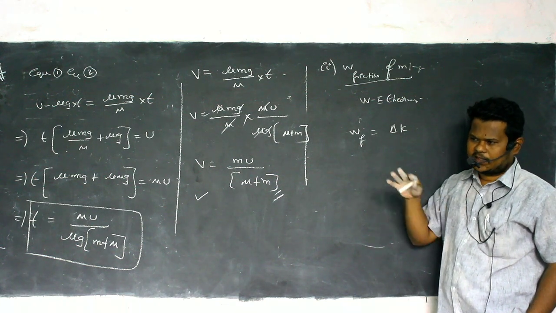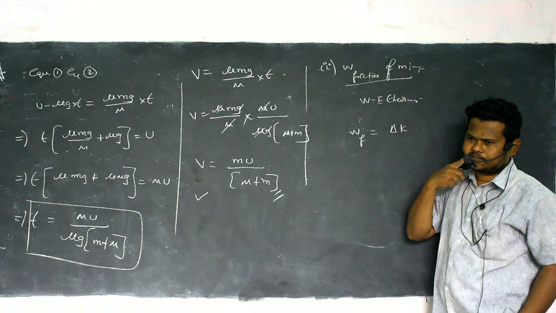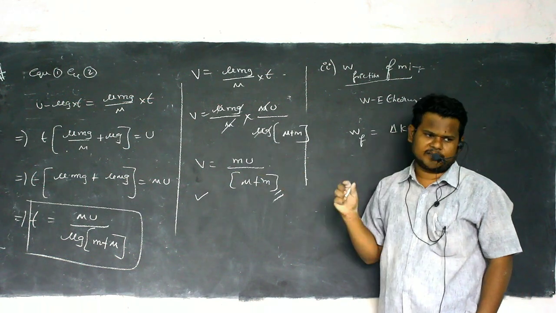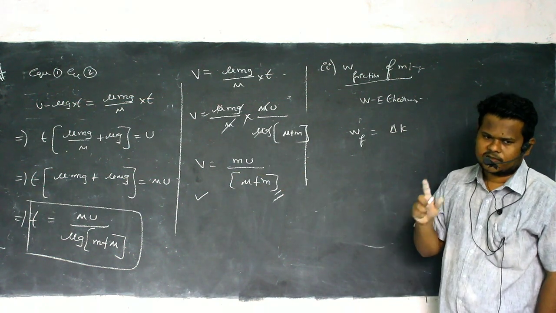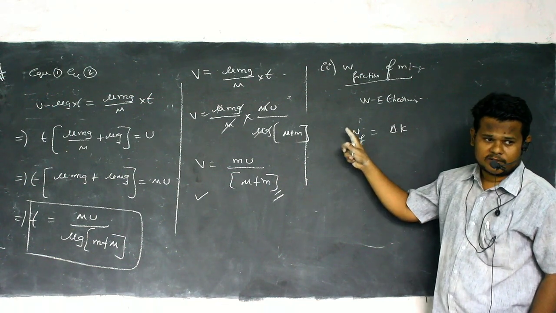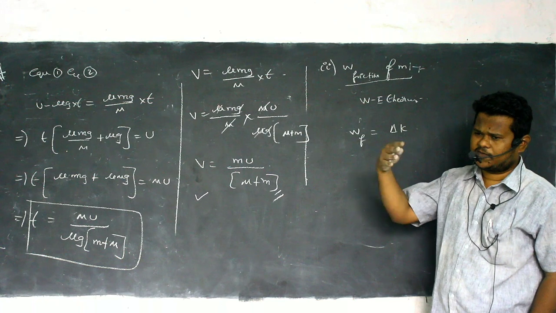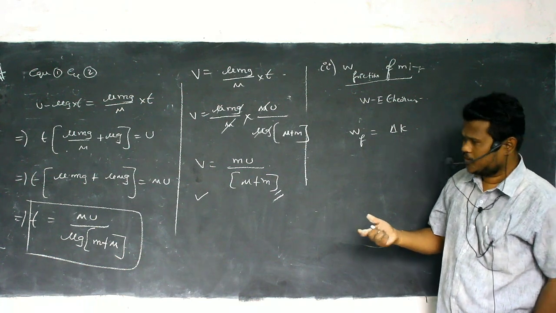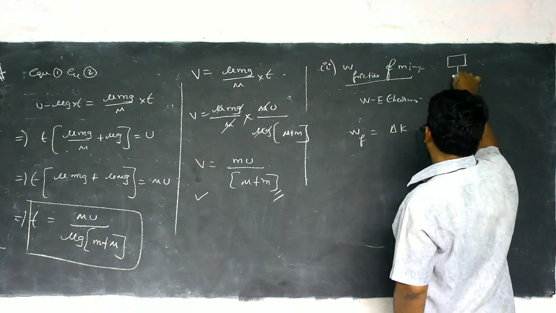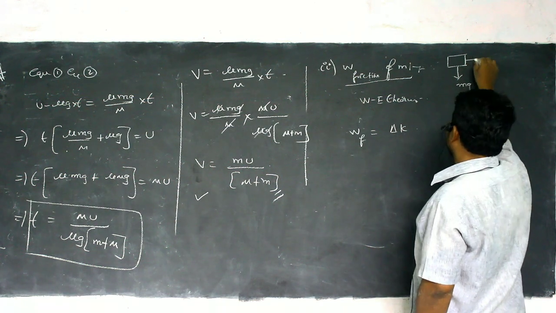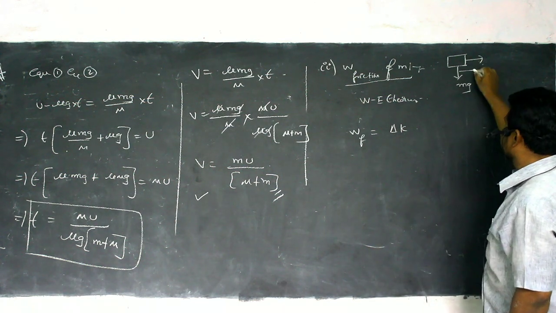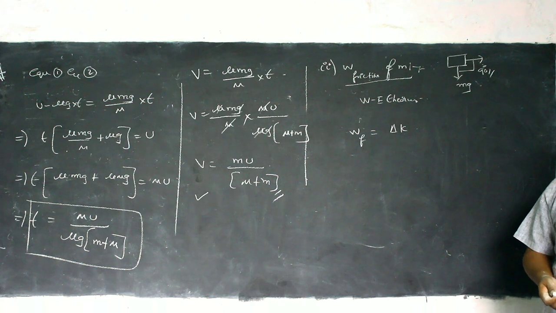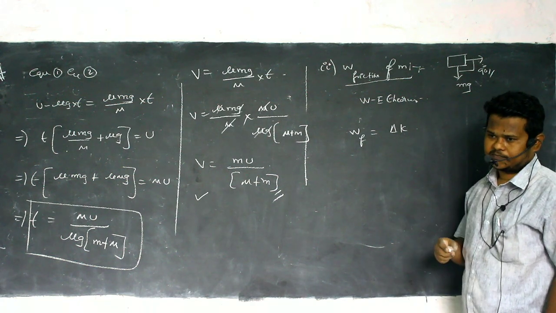Are you able to understand? Is there any other force acting on small m? Yes, the gravitational force is also acting, but it cannot do any work in this condition. For small m, mg is acting downwards, but the body is moving horizontally. The angle between them is 90 degrees, and cos 90 is 0. So gravitational force cannot do any work. Only friction can do work.